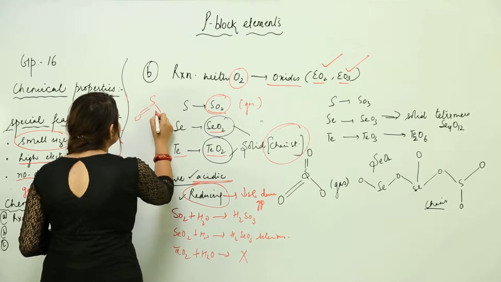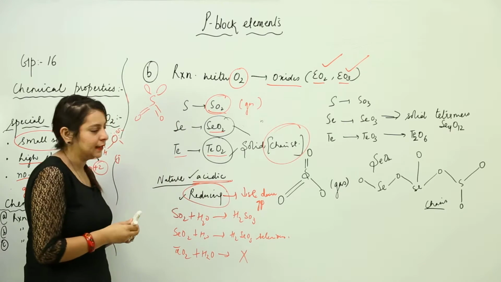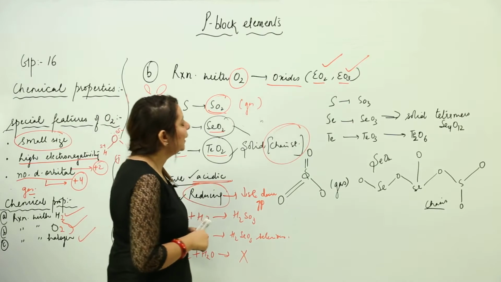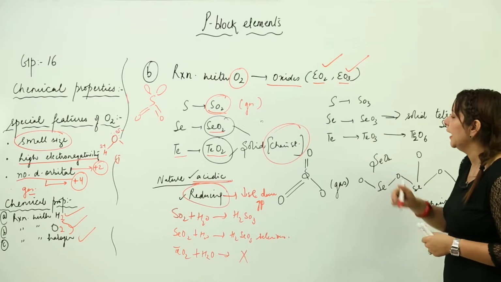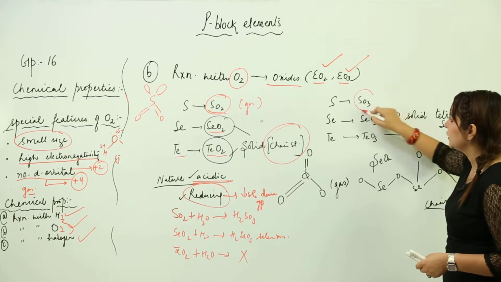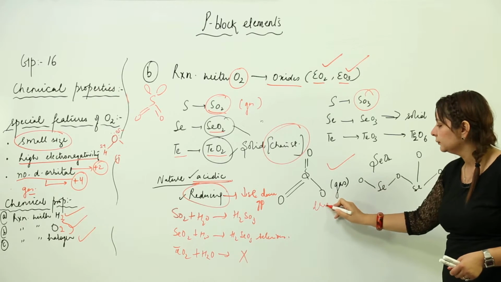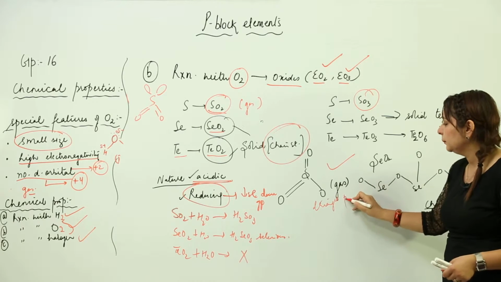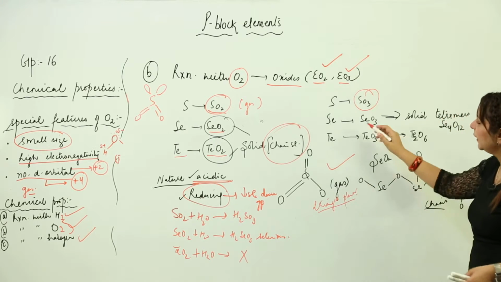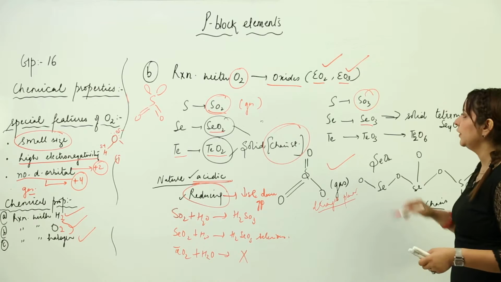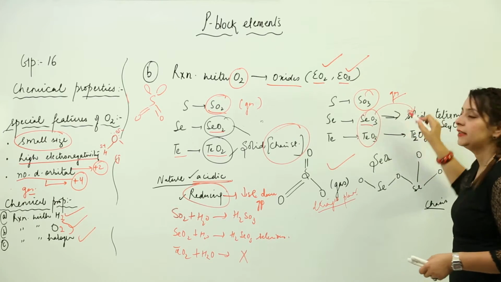kind of geometry. We know the geometry is something like this, that is the bent or angular one. Likewise, we have another oxide, the trioxide of sulfur, that is SO3. If we look at the geometry, it is like this, that is trigonal planar, right. And selenium again forms selenium trioxide, but while SO3 is a gas, the states of these are again solid.